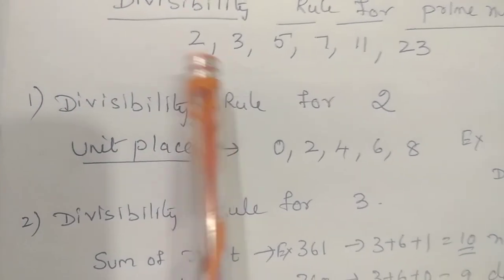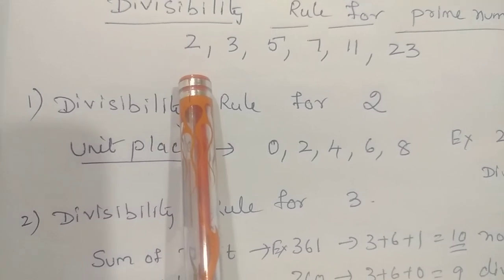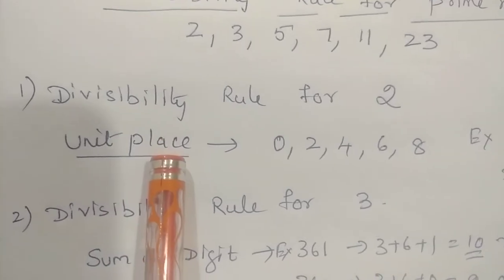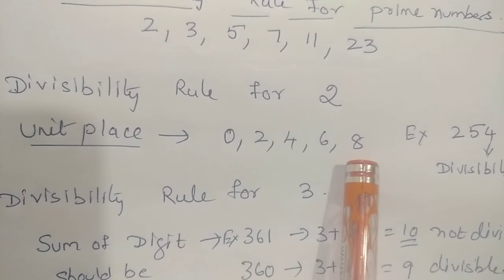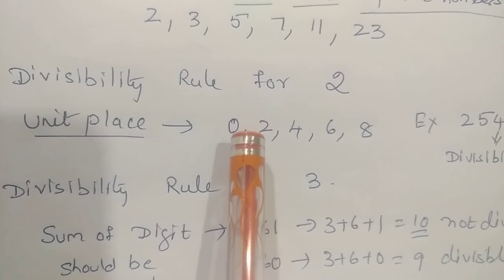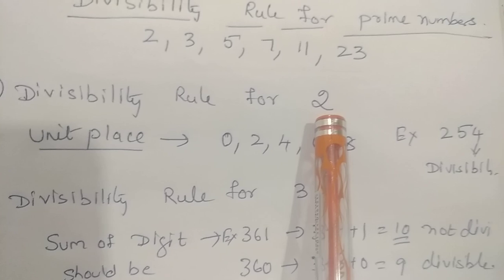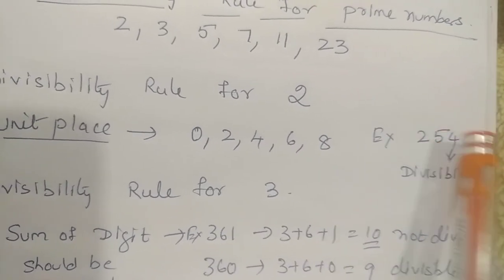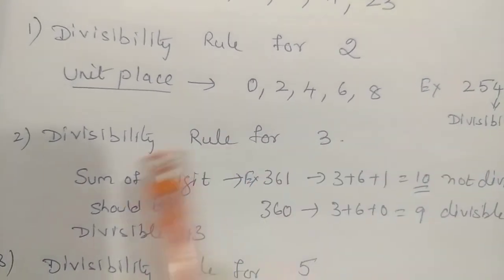So let's take 2 first. The divisibility rule for 2: to check whether the given number is divisible by 2, you have to check the units place. If it is 0, 2, 4, 6 or 8, then it is divisible by 2. Example, 254: the units place is 4, so it is divisible by 2. You can divide by 2 and find the prime factor.